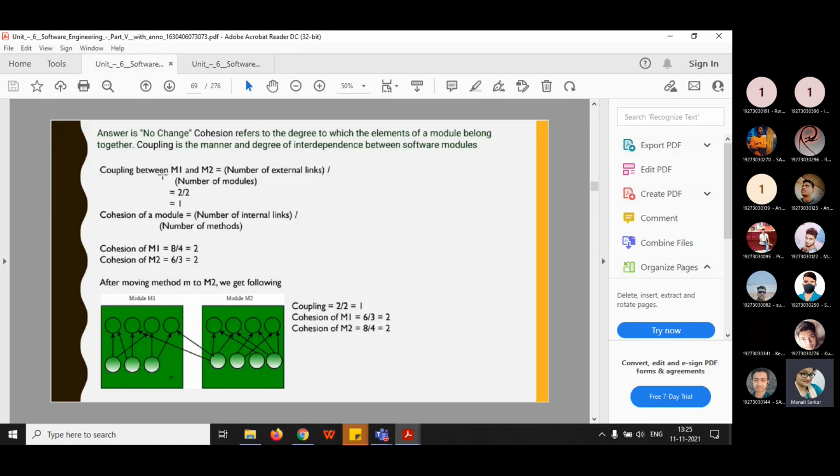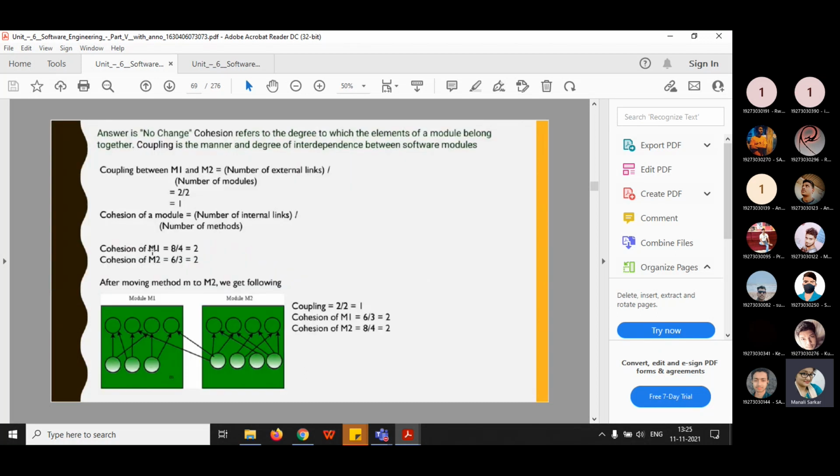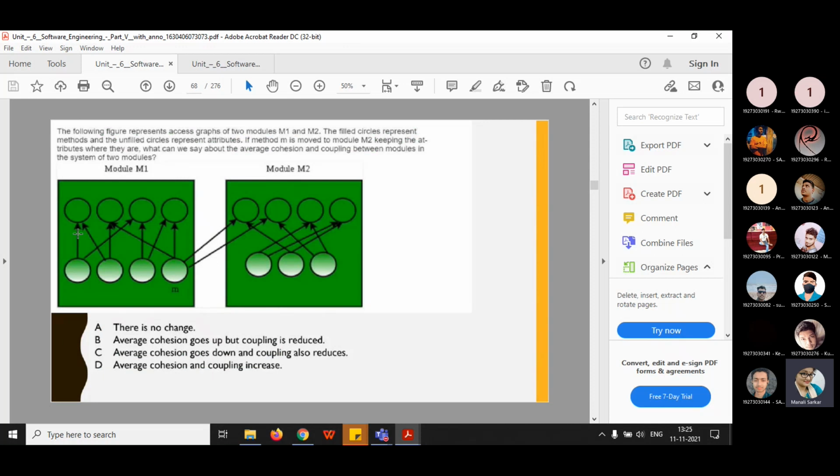This is what we get before moving, whenever we are not moving this method to module 2. In the previous case, we counted the coupling between M1 and M2, and the links: 8 links and 4 modules for M1, and 6 links and 3 modules for M2.